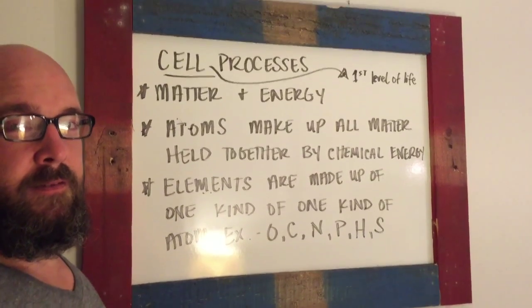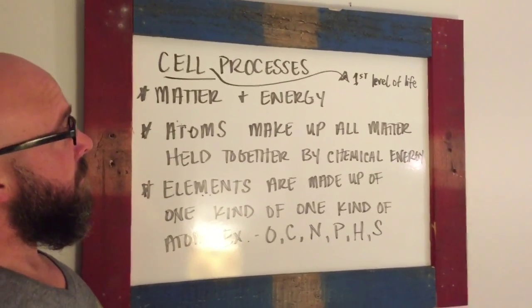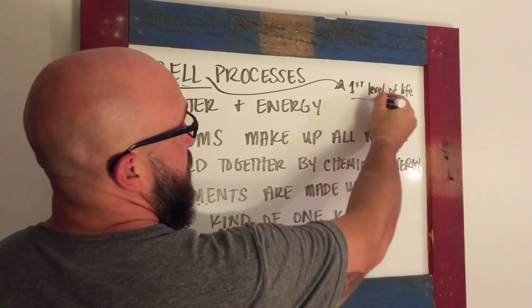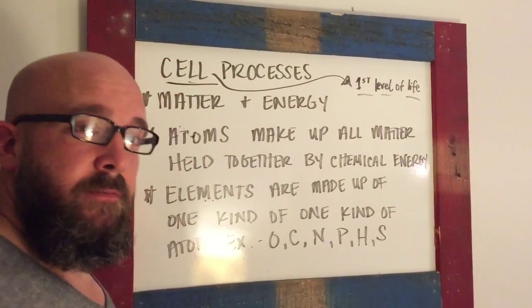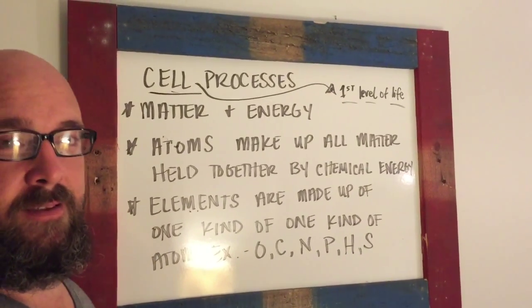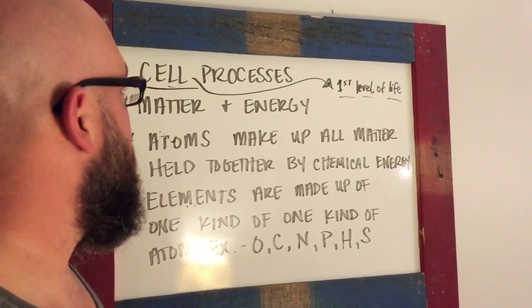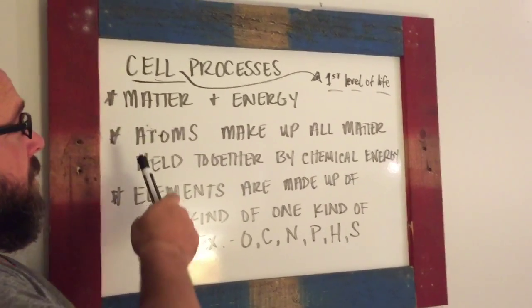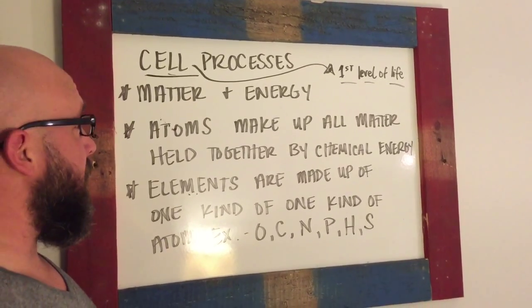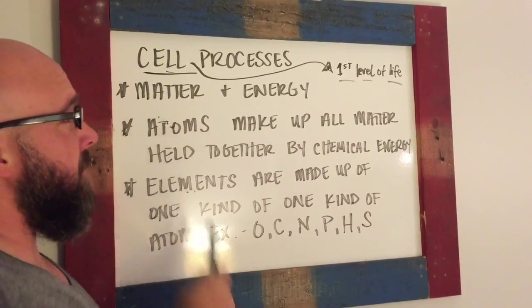All right, cell processes. So by now we know that the cell is the first level of life. So in the organization of life, the cell is the first thing that's considered a living thing on its own. Cells are made of matter, and the most basic unit of matter is a single atom.